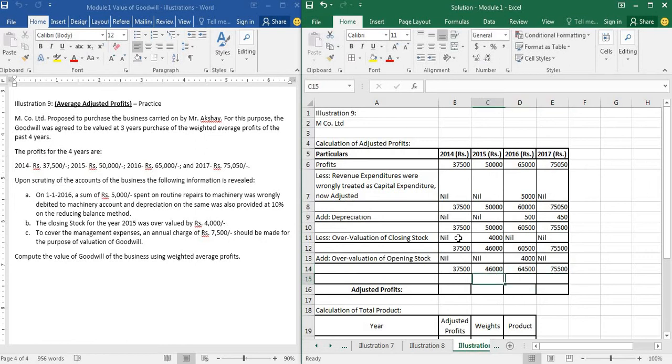So we are done with the second point as well. Second adjustment is also over. Overvaluation of closing stock and overvaluation of opening stock is over. So we'll move on to the last point.